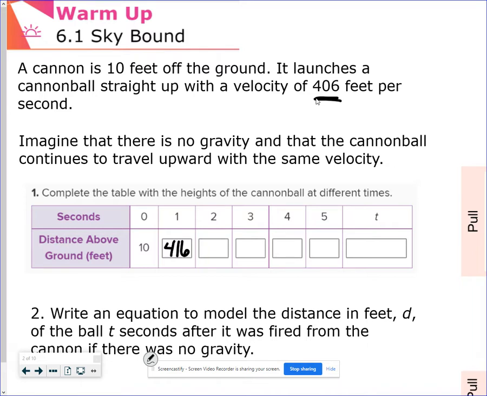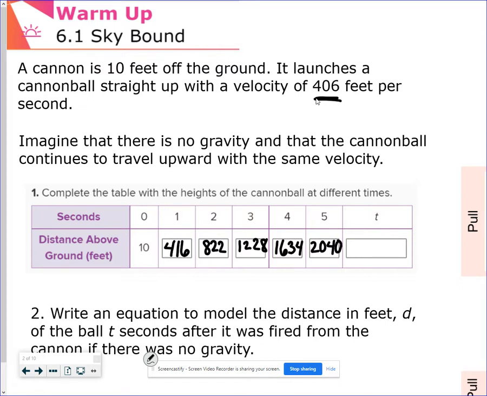And then it'll travel another 406 feet. So we could just keep adding 406 on here. That'll get us to 822 feet. Notice I'm not labeling just for space, but you know this is all in feet. And then after 3 seconds, it'll be at 1228. At 4 seconds, it's going to be at 1634. And at 5 seconds, it would be at 2040.